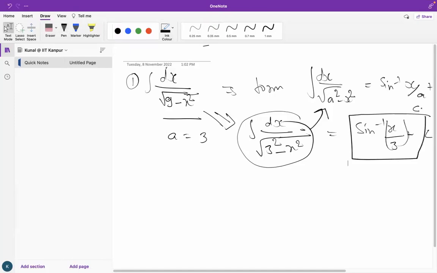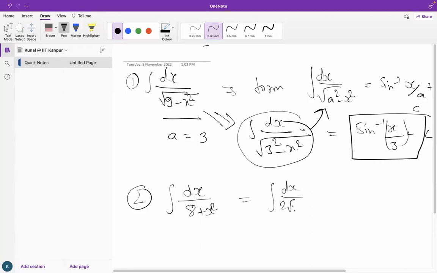So this is our integration value. So now we move to the second problem, which is something like dx divided by 8 plus x square. So how can we reduce this complex integrand to our standard algebraic integrand? So it is of the form, we can write dx by 2 root 2 whole square plus x square.